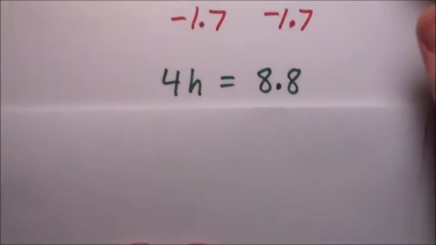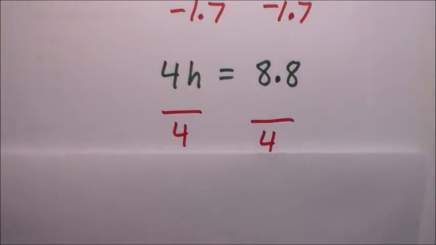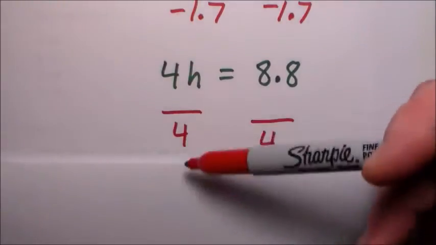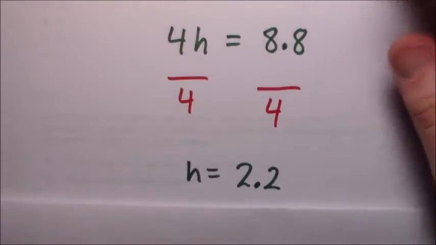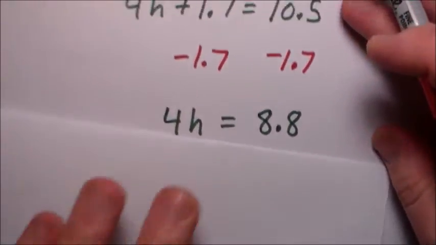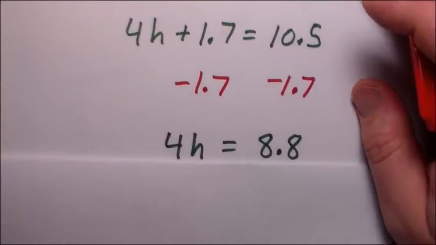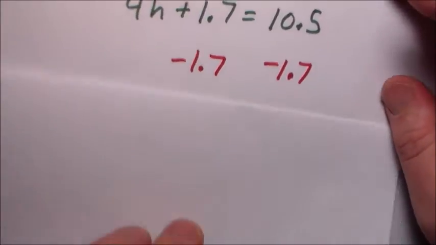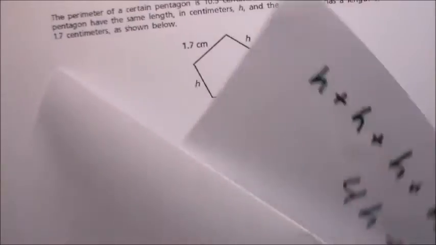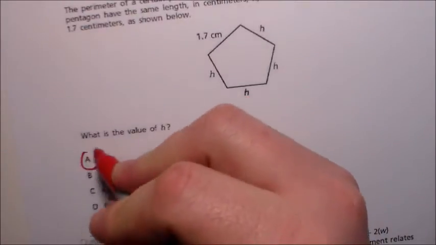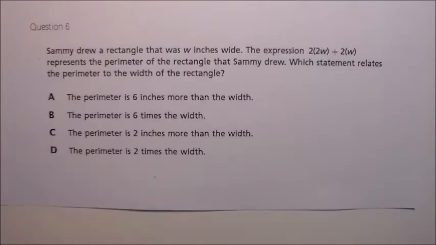What's our next step? Well, of course, we divide both sides of the equation by 4. The 4's cancel out, and h will end up equaling 2.2. So going through the steps: adding all the h's together, subtracting 1.7, dividing by 4, we get our final answer, 2.2. And we're good. Question 6.